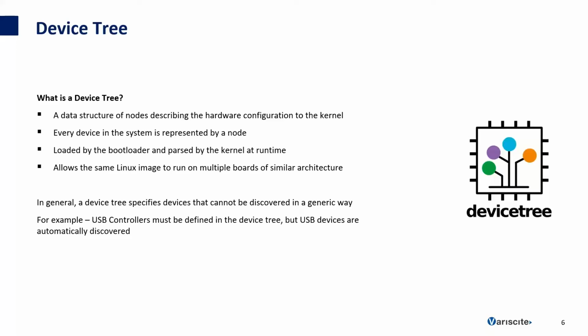So I think the biggest thing is that in general, a device tree specifies devices that cannot be discovered in a generic way. So for example, the USB controller and the SoC must be defined in the device tree, but the USB devices themselves can be automatically discovered, so these do not need to be added to a device tree.